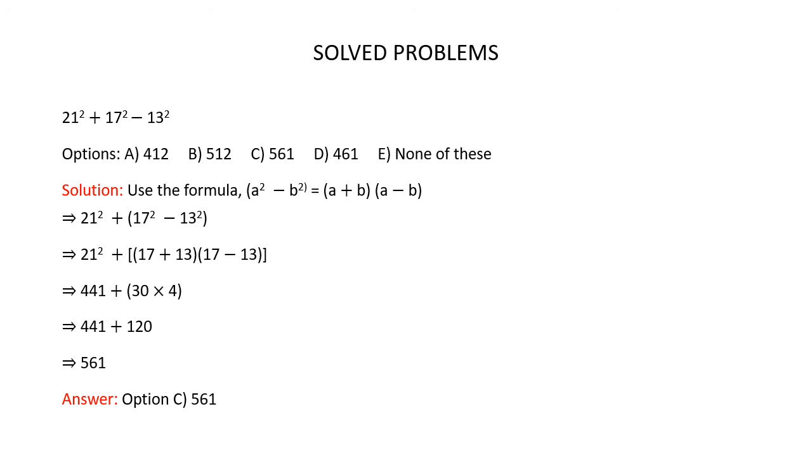Now 21 squared is 441. 17 plus 13 is 30. 17 minus 13 is 4. So the expression now becomes 441 plus 30 multiplied by 4. 30 multiplied by 4 is 120. So now you have 441 plus 120, which is 561. So the correct answer is option C, 561.